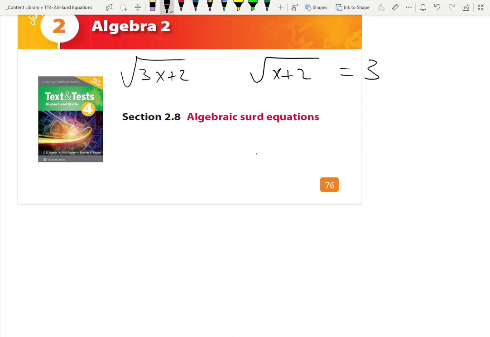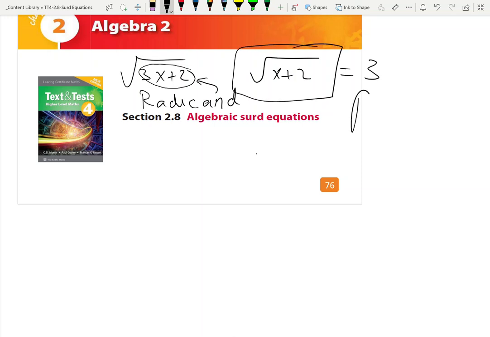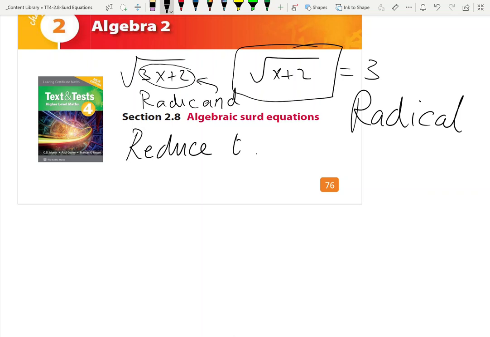And the thing inside the square root is called the radicand. So the radicand is inside and the whole thing is called a radical. These can also be called radical equations. The technique to solve them is to reduce them to quadratic form equations. So we're trying to reduce to ax squared plus bx plus c. That's the goal.